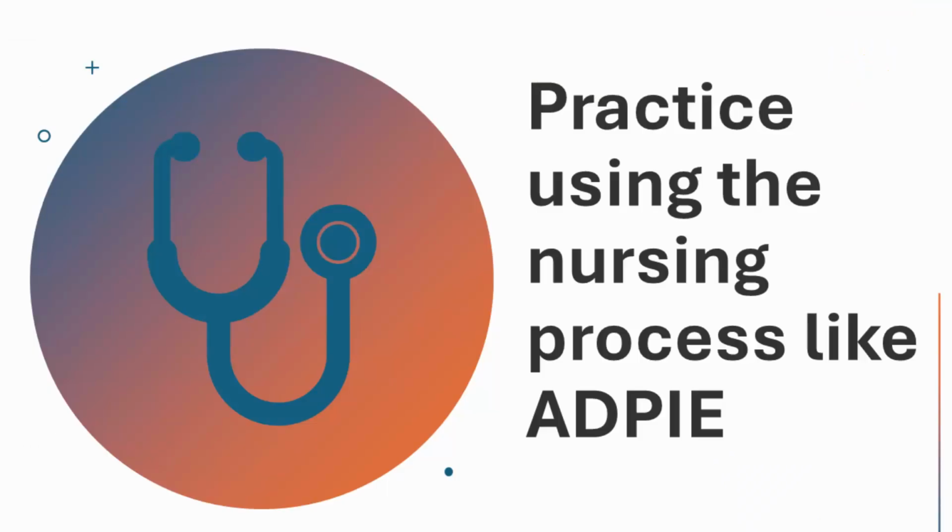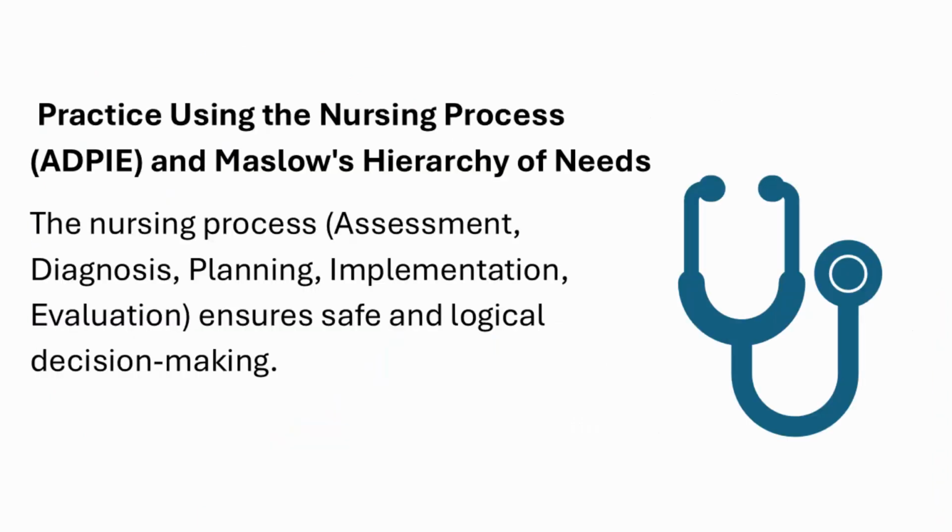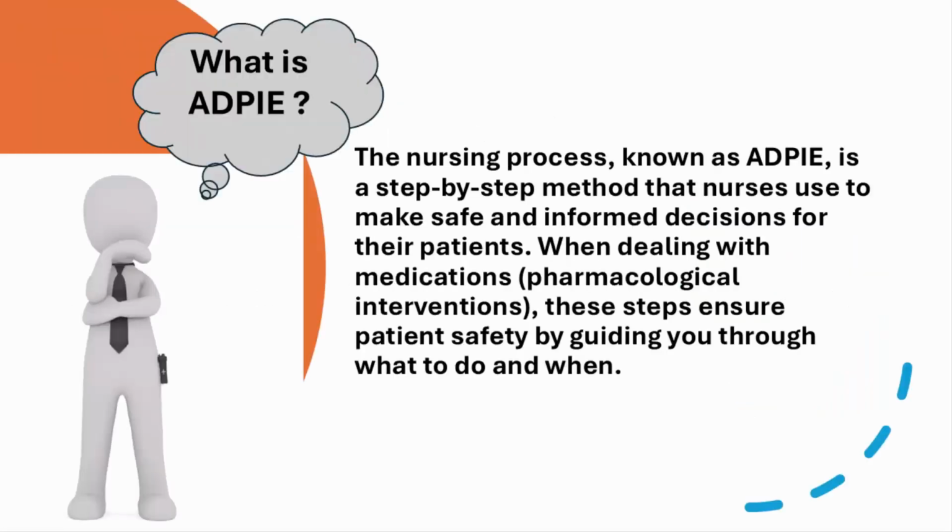Practice using the nursing process, ADPIE, and Maslow's hierarchy of needs. The nursing process, assessment, diagnosis, planning, implementation, evaluation, ensures safe and logical decision-making. The nursing process is a step-by-step method that nurses use to make safe and informed decisions for their patients. When dealing with medications, these steps ensure patient safety by guiding you through what to do and when.